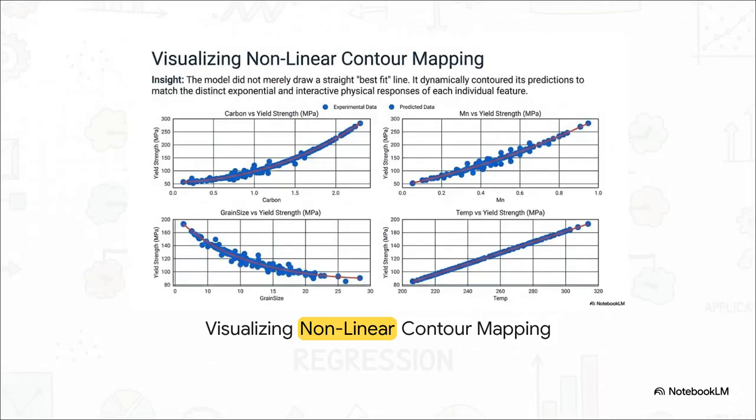And what's truly fascinating is how the model actually achieved this accuracy. It didn't do it by drawing simple, straight, best-fit lines. Instead, the model dynamically contoured its predictions to perfectly match the distinct, exponential, and interactive physical responses of each individual feature, like carbon or grain size. It mapped the messy, nonlinear reality.